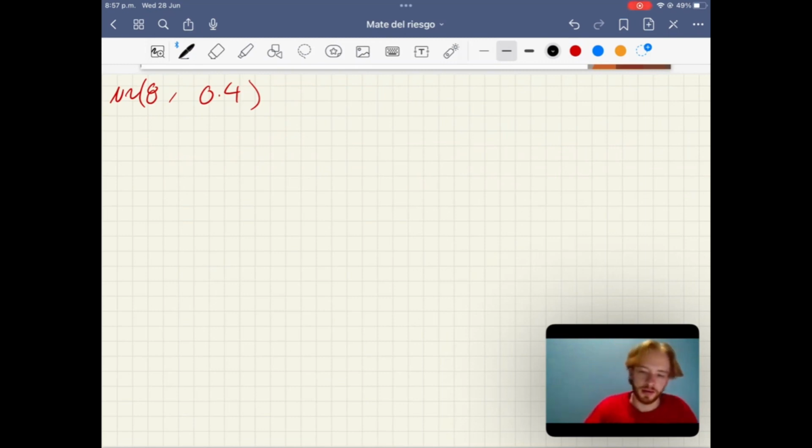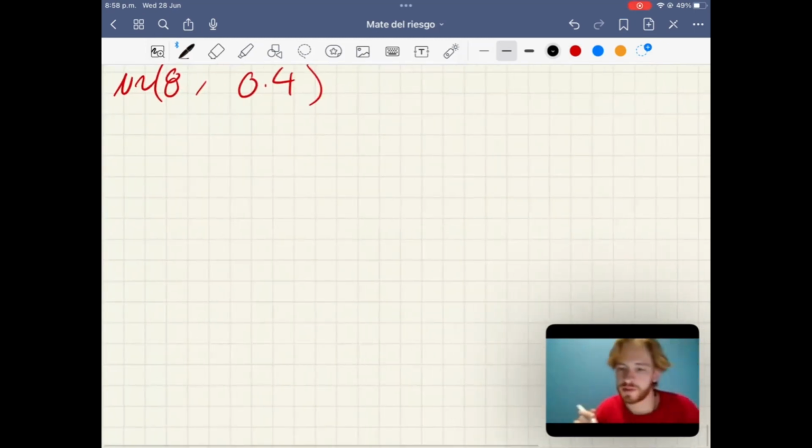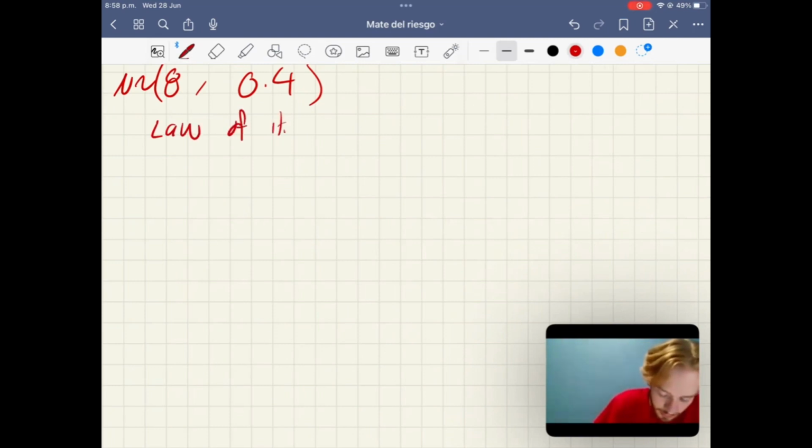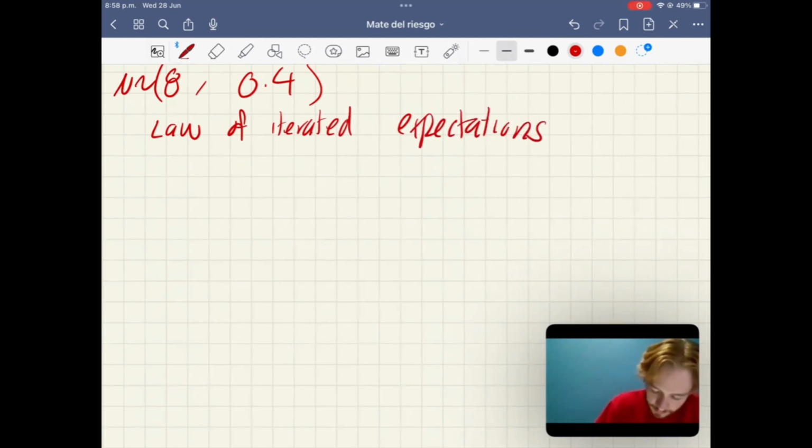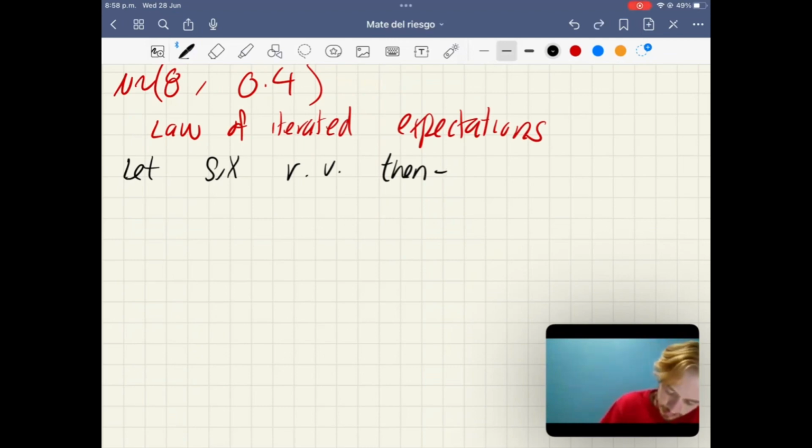Okay, now we're going to solve this problem. We're going to use the law. I'm going to write it right down. Law of iterated expectations. So let S and X be random variables, then we can estimate the expected value of the random variable like this.